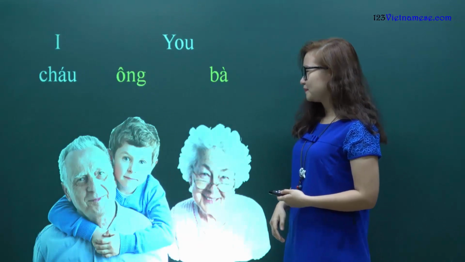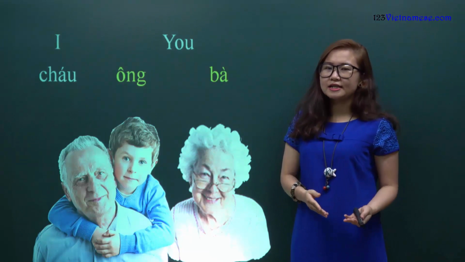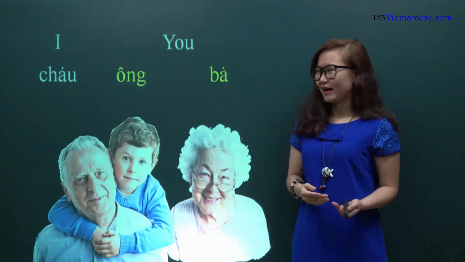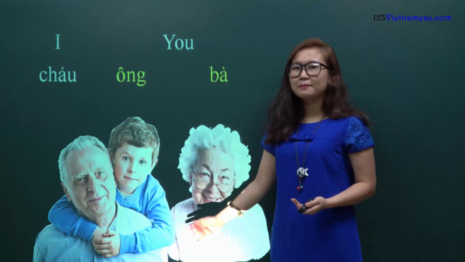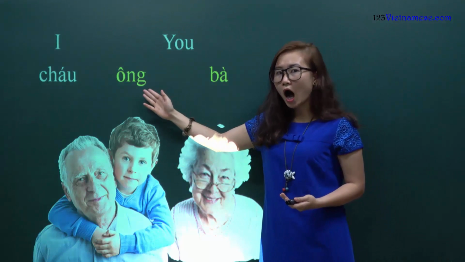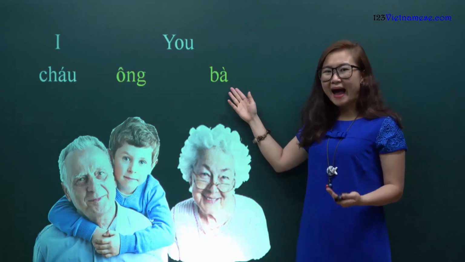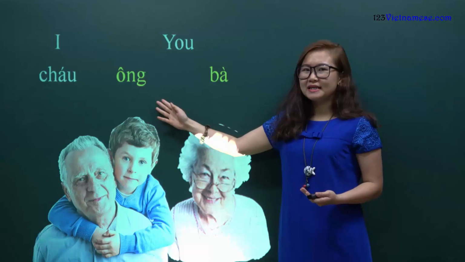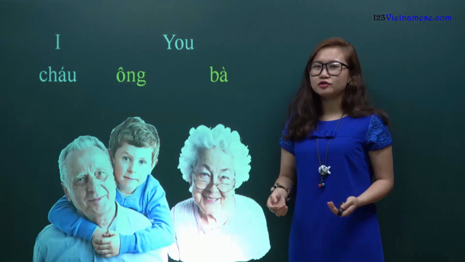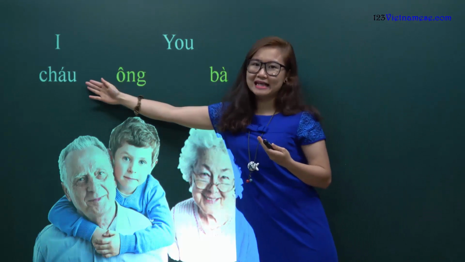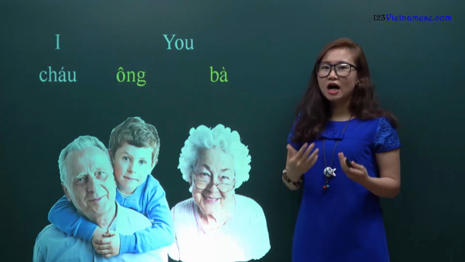Next, when you are talking to the person who is the same age as your grandparents, there will be 2 circumstances. If that person is male, you call him ông. And if that person is female, you call her bà. Ông means grandfather, and bà means grandmother. And you have to call yourself cháu. Cháu means niece or nephew or grandchild.